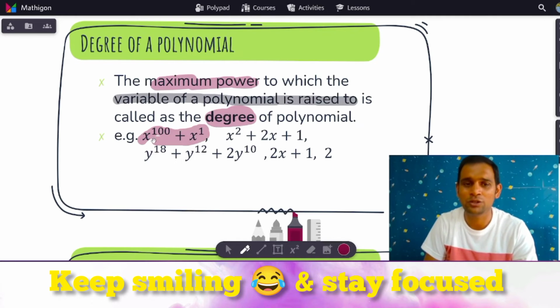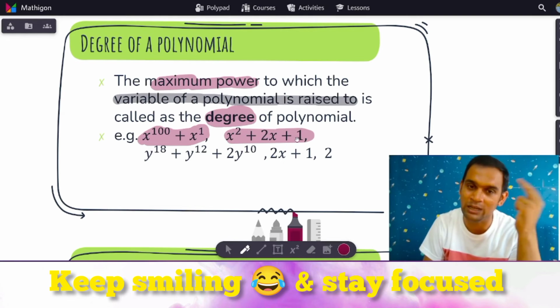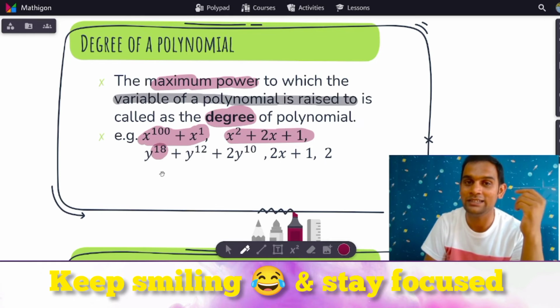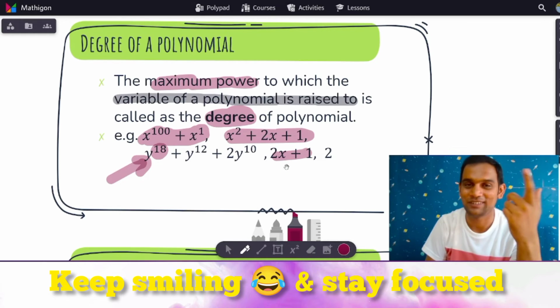For example, x to the power 100 plus x to the power 1. Is it a polynomial? Absolutely. What's the degree? It's 100. Why is it 100? Because 100 is the maximum power this polynomial has. x square plus 2x plus 1. What is the maximum power? x square, right? 2 is the maximum power, so the degree is 2. y to the power 18 plus y square plus 2y to the power 10. What is the maximum power? 18. So the degree of this polynomial is 18. 2x plus 1, what is the power? It's 1, right? So the degree of this polynomial is 1.